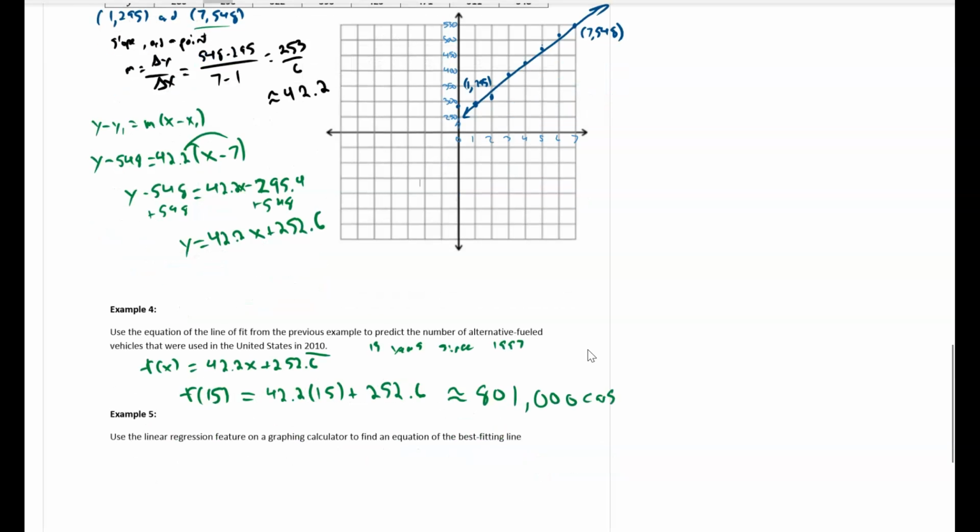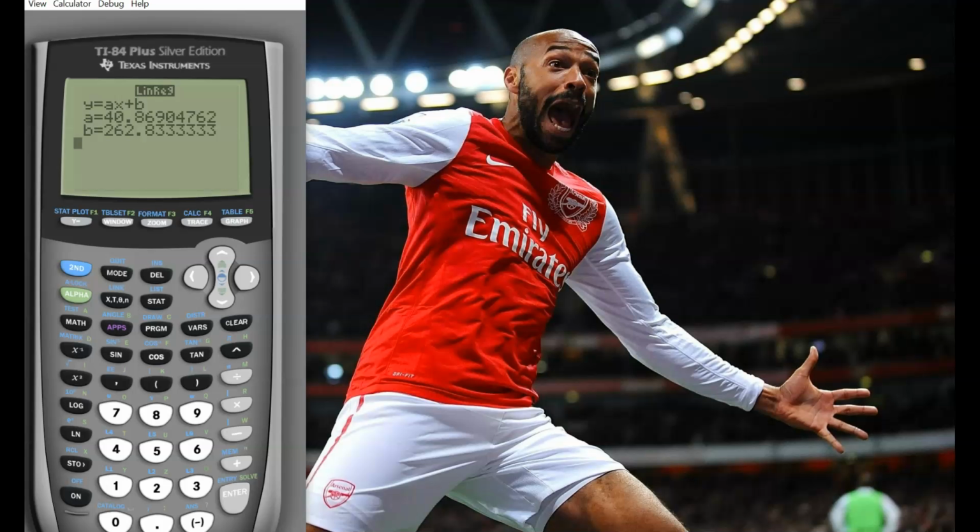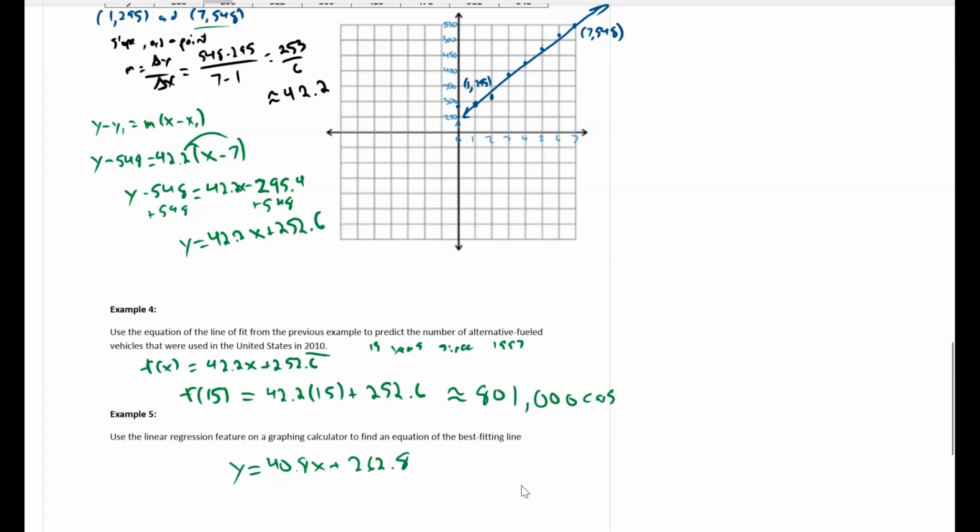So using the linear regression feature like that, we would say y equals, what was it, 40.8x plus 262.8. That would be your linear equation. I want to double check that because I don't remember if it was 40 or 42. Yeah, 40.8, 262.8.